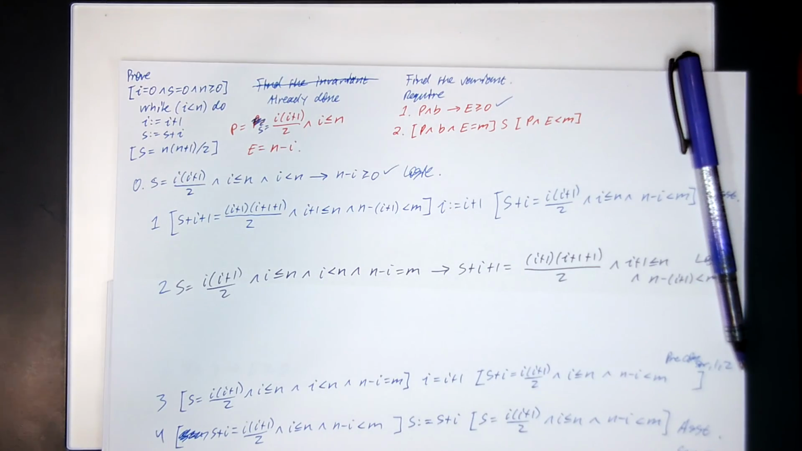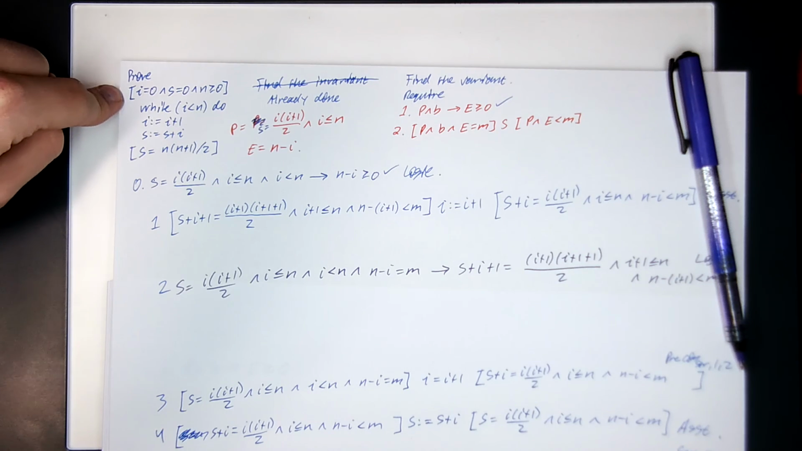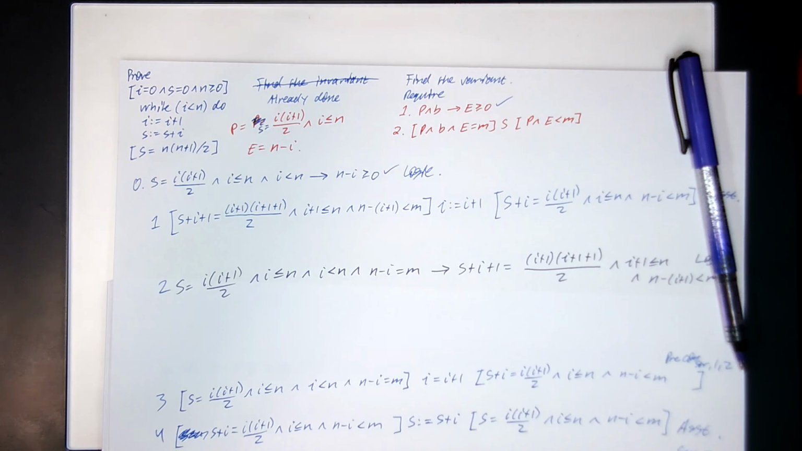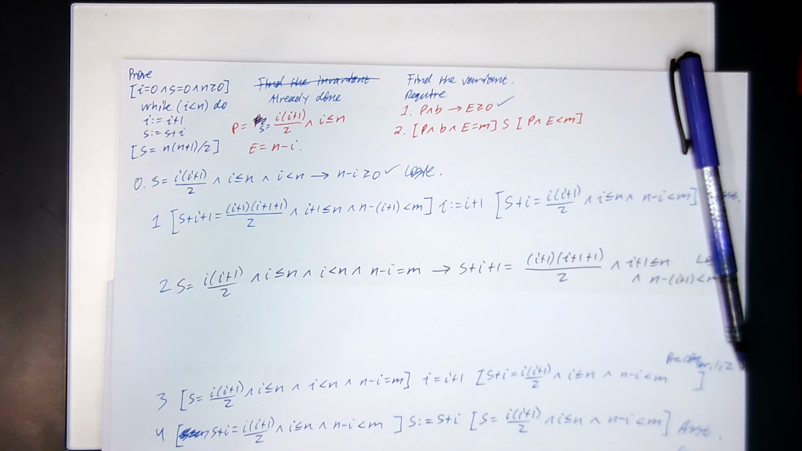So what does it guarantee to me? It guarantees that if this precondition holds, then I guarantee to you the code will terminate, and then also I guarantee to you this post condition will hold. All right? So there we go.